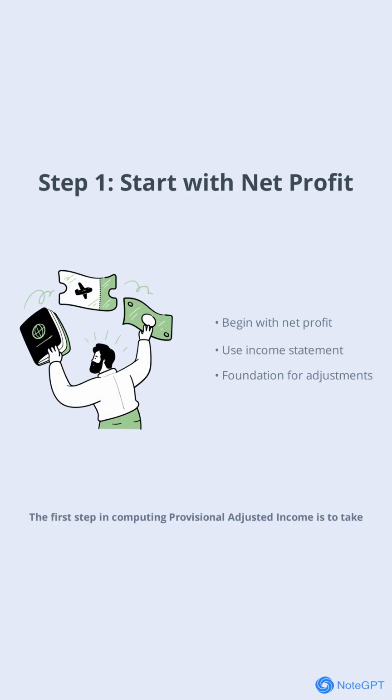The first step in computing provisional adjusted income is to take the accounting net profit or loss from the partnership's income statement. This is the profit figure before any tax-specific adjustments. It's the starting point for all further calculations, ensuring that the process is grounded in the actual financial performance of the partnership for the year.